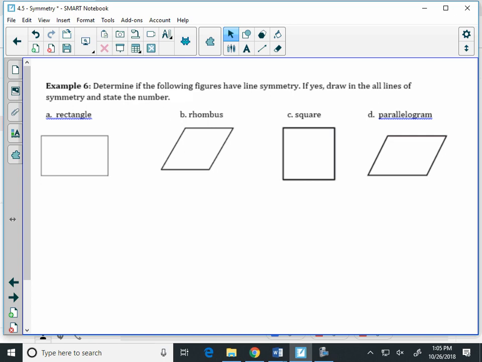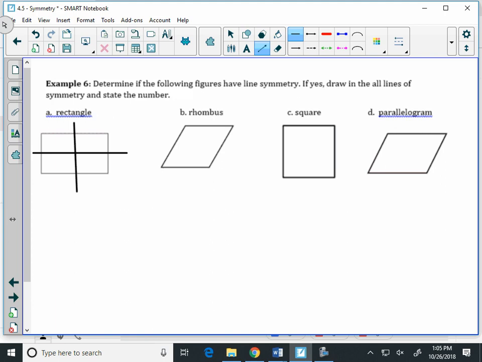Okay? So if you remember last week, we determined the line symmetry of these different quadrilaterals. And if you remember, when you folded all those different shapes up, we found out that a rectangle only has symmetry right down the middle, both directions, horizontally and vertically. That's the only line symmetry a rectangle has. So if you fold it along those two lines, it will match up perfectly.